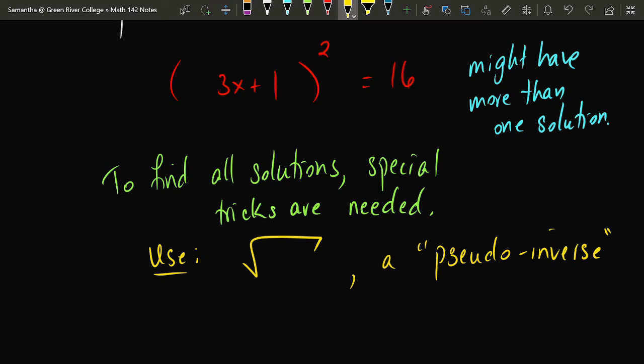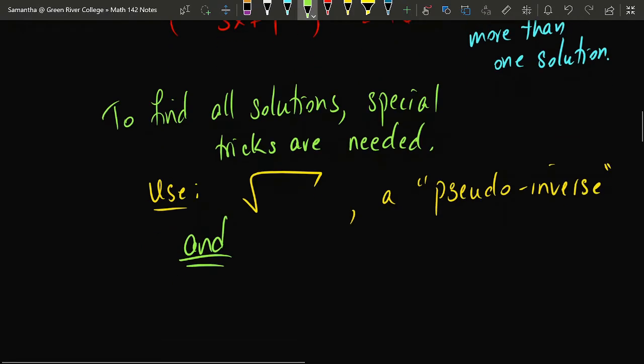However, because the square root is not a real inverse, an extra tool is used, that extra tool being the plus minus.